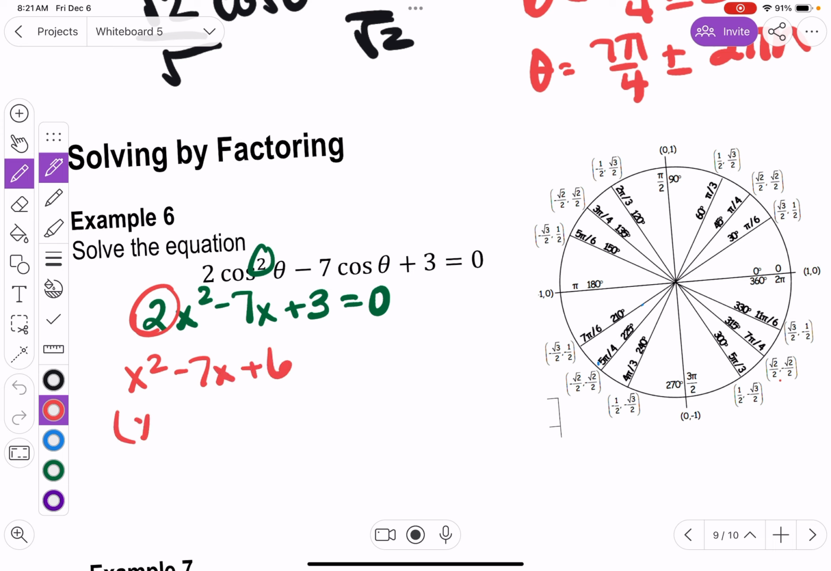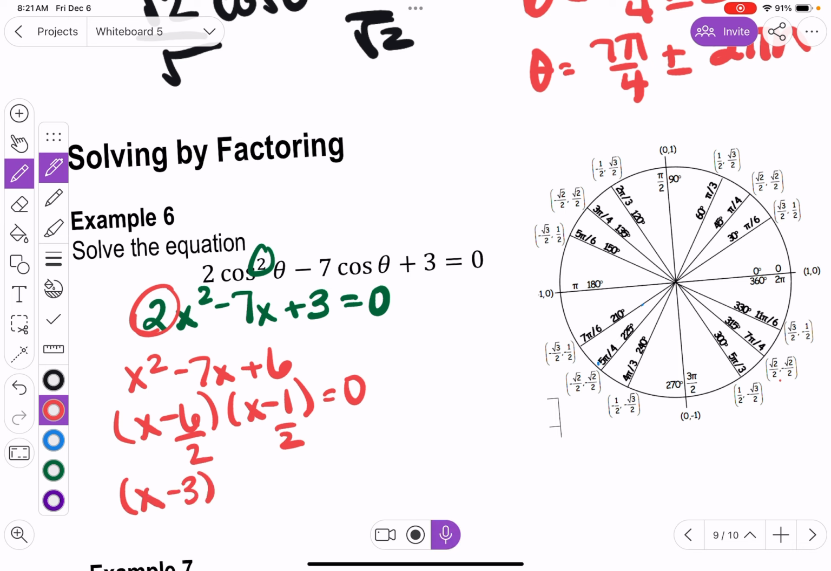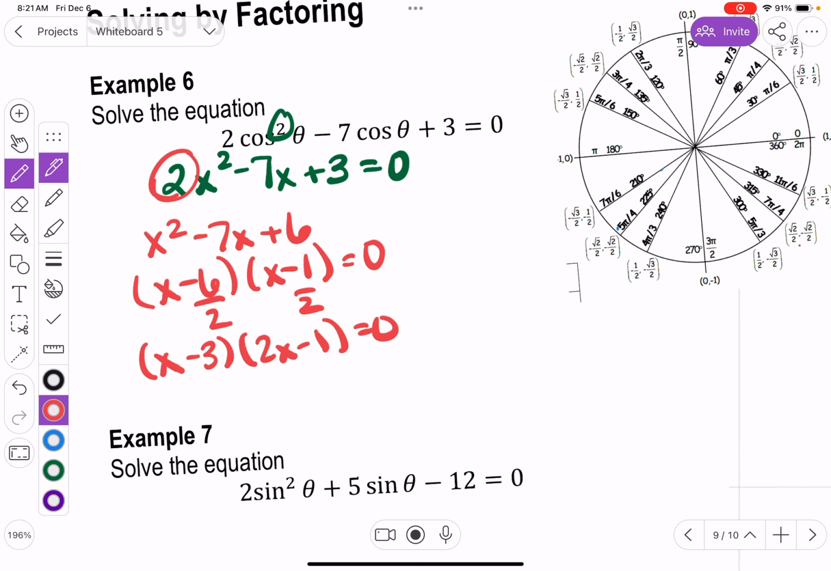So my factors are x minus 6, x minus 1 equals 0. I'll divide both of them by 2. So my factors are x minus 3 and 2x minus 1 equals 0. From here, I can go ahead and solve my equations by setting both these factors equal to 0, just like I would out of a factor and get solutions. And I would get solutions of x equals 3 or x equals 1/2.